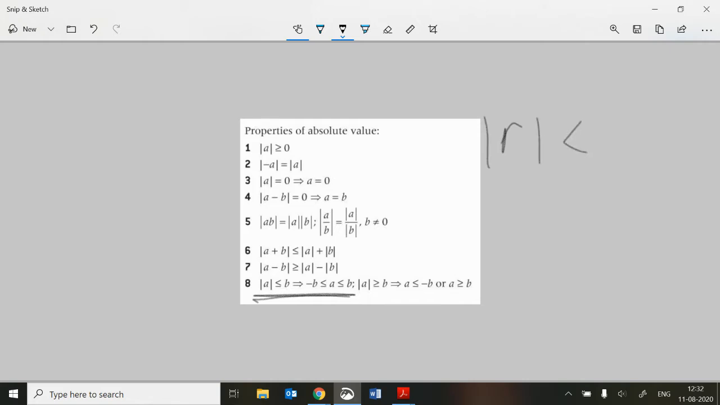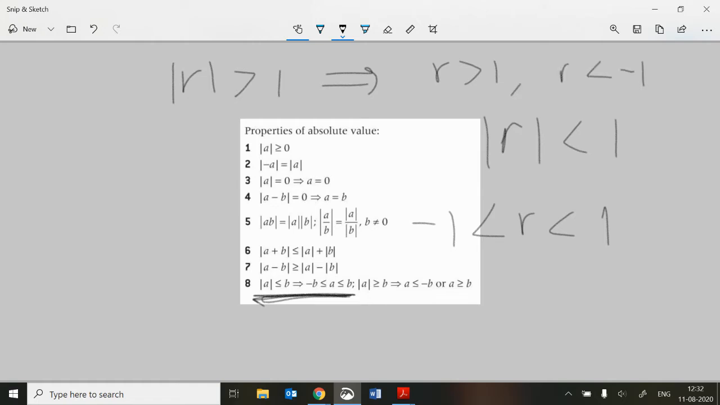Remember, if we talked about the common ratio having to be less than 1, that was basically saying that the common ratio needs to be between minus 1 and 1, and that's the same thing as we've got there. And likewise, if the modulus of the common ratio has to be greater than 1, then that means r could be greater than 1, but also r could be less than minus 1. For example, if it's minus 2, then the modulus of minus 2 is greater than 1. Okay, so they're useful.